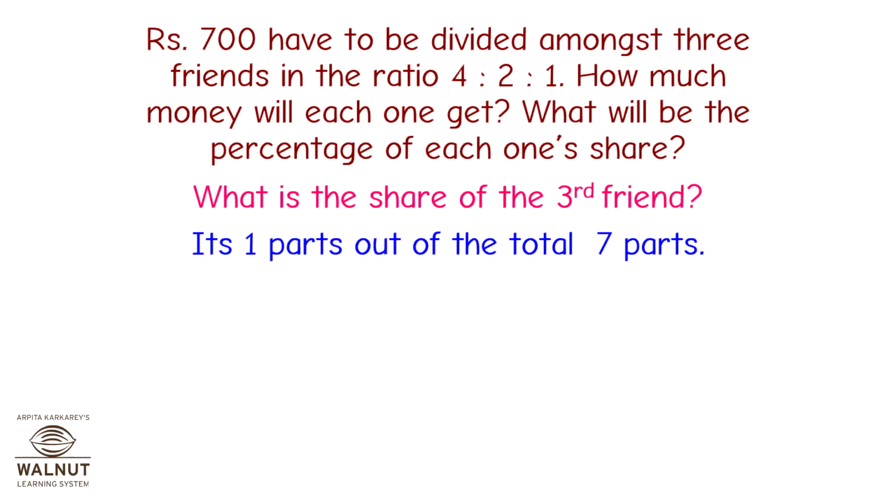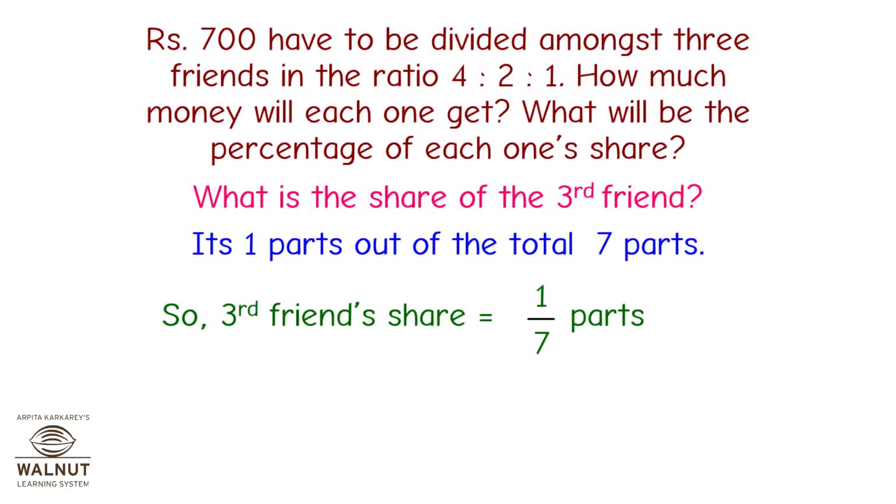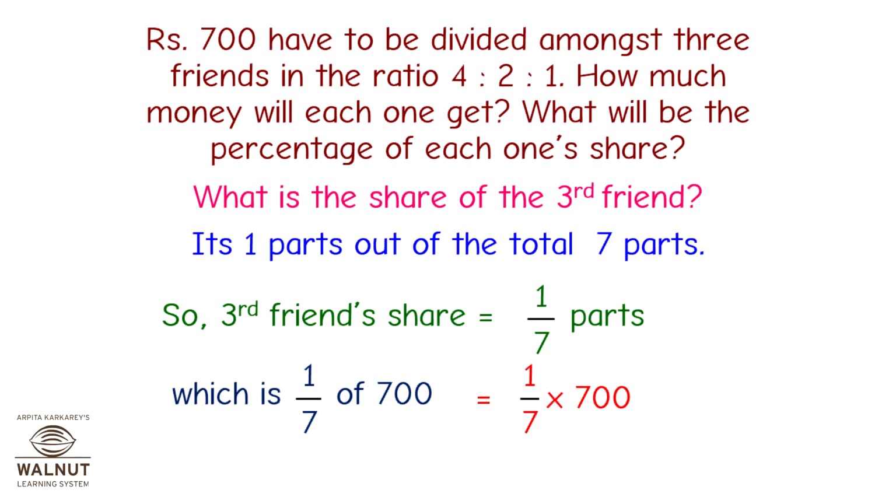It's 1 part out of the total 7 parts. So, third friend's share is equal to 1 upon 7 parts, which is 1 upon 7 of 700. That is equal to 1 upon 7 into 700. That is equal to 1 into 100 is equal to rupees 100.